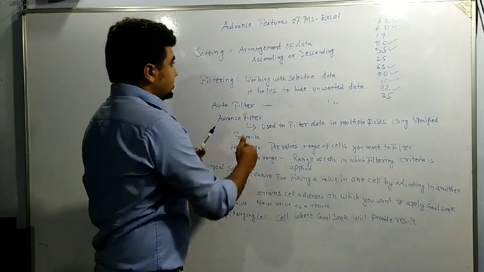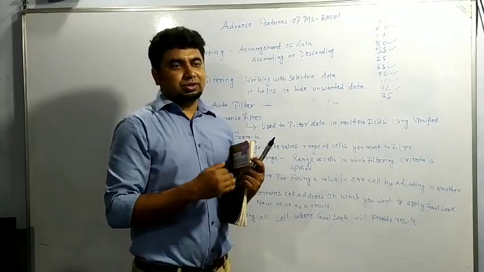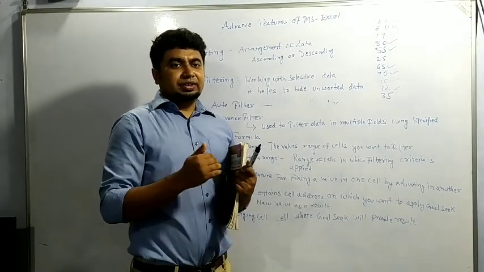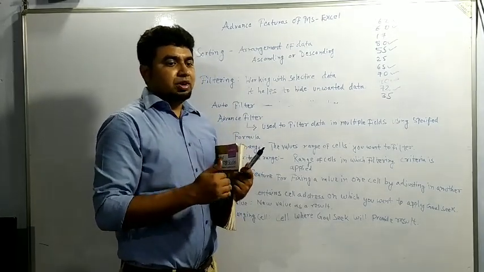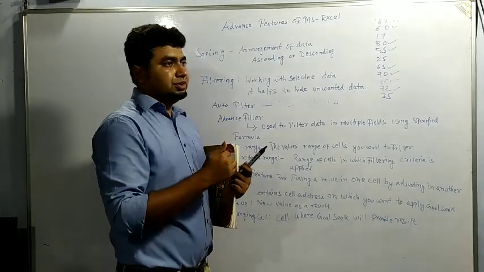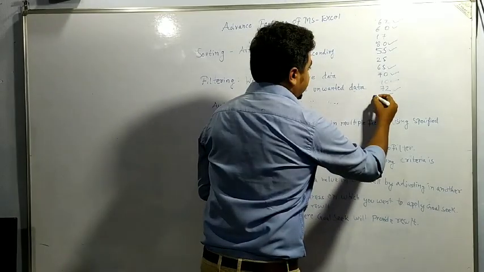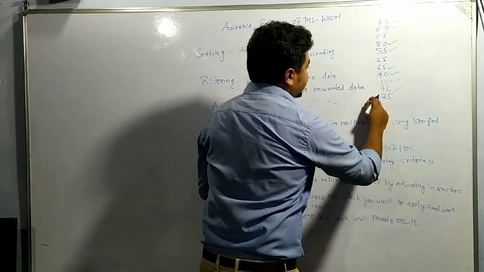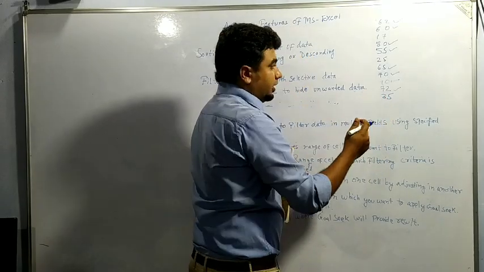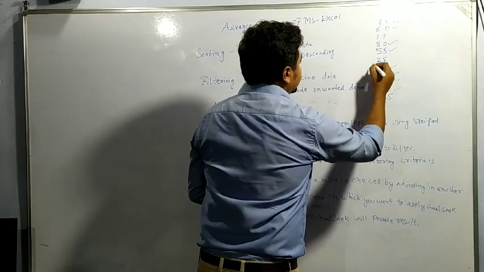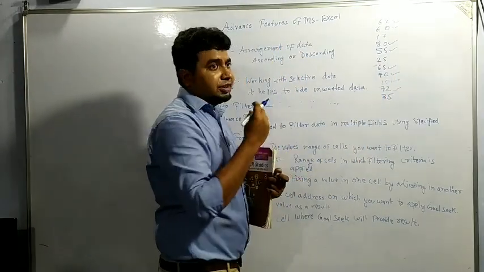So auto filter means you will be arranging or sorting the data in either ascending or descending order, or checking only the values which we want. Auto filter means we'll just click on the check box. If you don't want this, you have to uncheck it. If you want this, you have to check it. If you want this, then again you have to check. So only that data will be displayed.